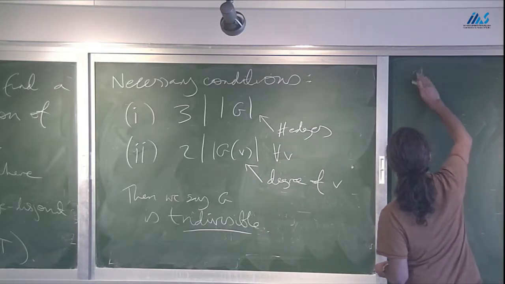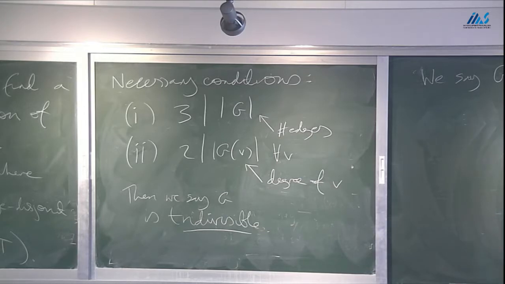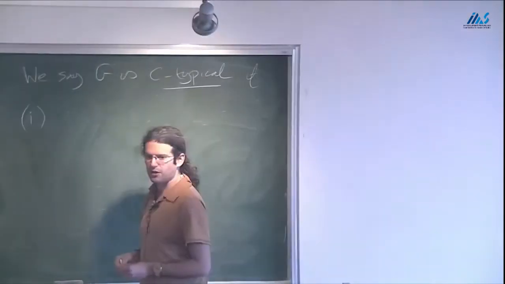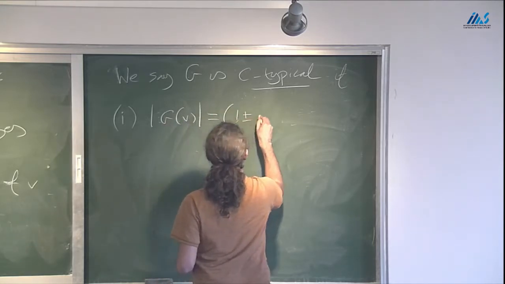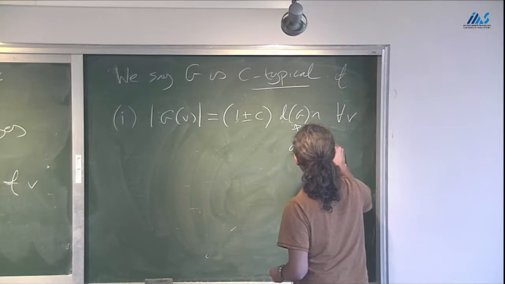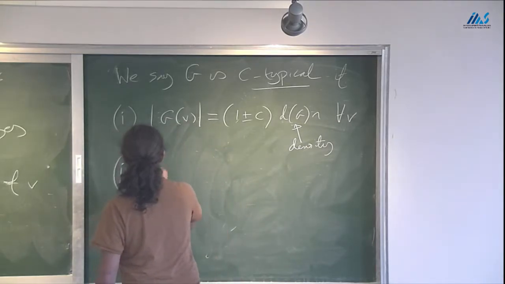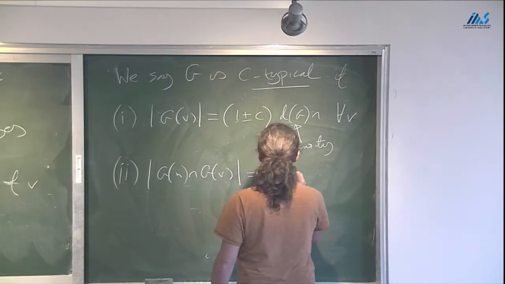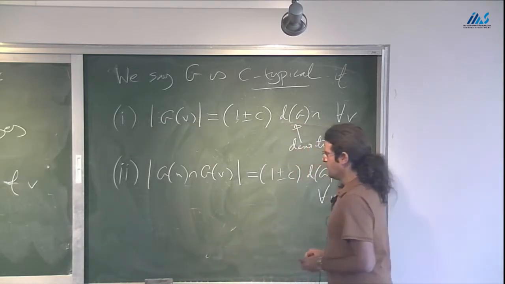So we say G is C-typical if, firstly, every vertex has degree about what it should be if it was a random graph, where d(G) is the density of G. And secondly, the codegrees are correct. Any pair of vertices have about the right number of common neighbors.